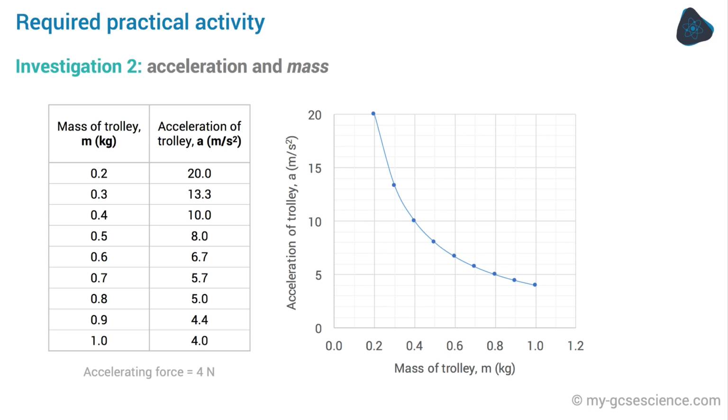Again, from Newton's second law, we can see that a equals F over m. In other words, the acceleration of an object is inversely proportional to its inertial mass. Doubling the mass of the object causes its acceleration to halve, trebling its mass causes its acceleration to fall by a factor of 3, and so on. One of the control variables in this investigation is the accelerating force. Can you think of any others?